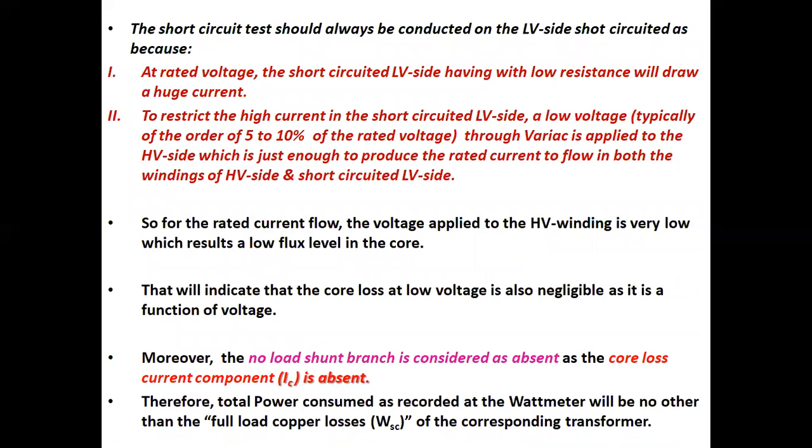The short circuit test should always be conducted with the LV side short circuited, because, one, at rated voltage the short circuited LV side, having low resistance, will draw a huge current. Number two, to restrict the high current in the short circuited LV side, a low voltage, typically of the order of 5 to 10% of the rated voltage, through a variac is applied to the HV side, which is just enough to produce the rated current to flow in both the windings of HV side and short circuited LV side.